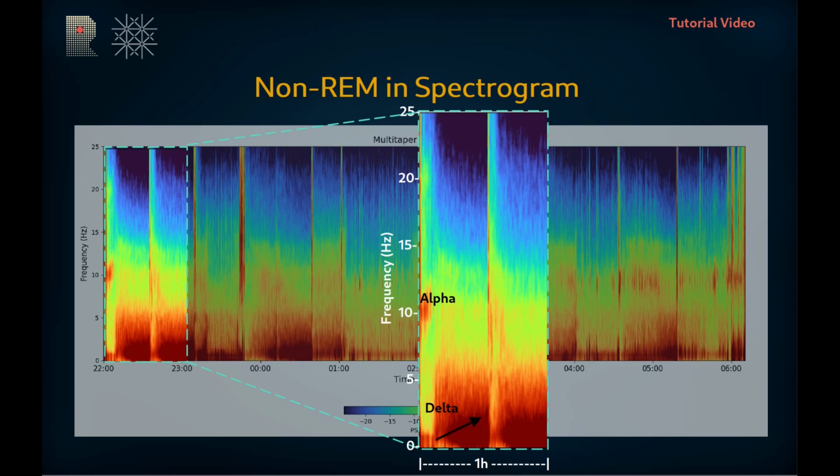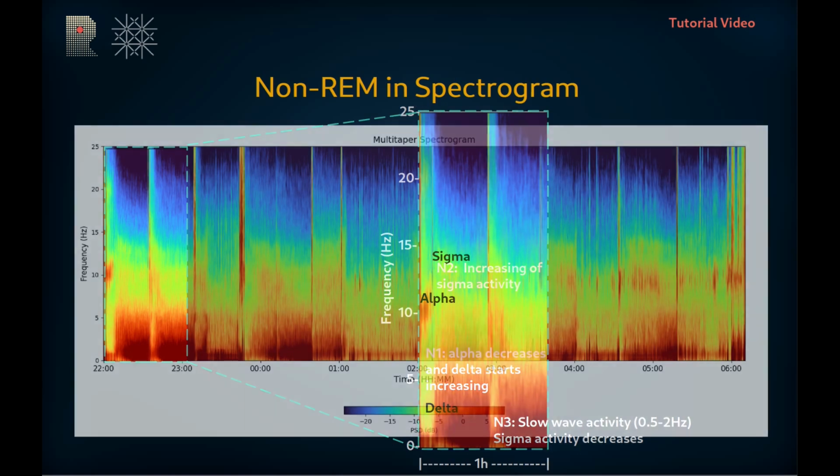In the full night sleep spectrogram, it is not always easy to exactly distinguish the non-REM stages, N1, N2 and N3. N1 starts with decreasing alpha activity and increasing delta. Then N2 follows, and it is characterized by a high activity in the sigma band. Finally, the N3 stage, or deep sleep, is characterized by slow wave activity. During N3, sigma activity may reduce.